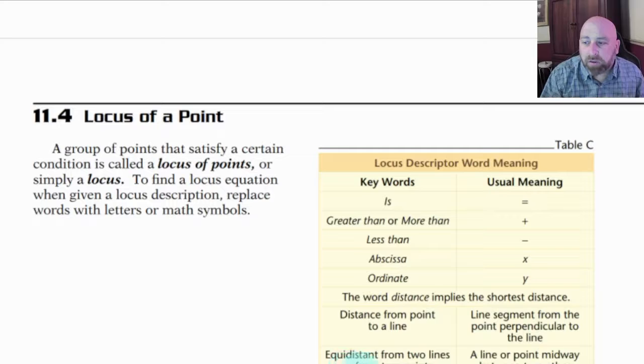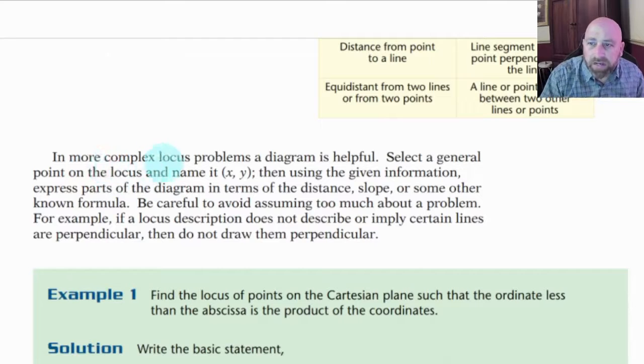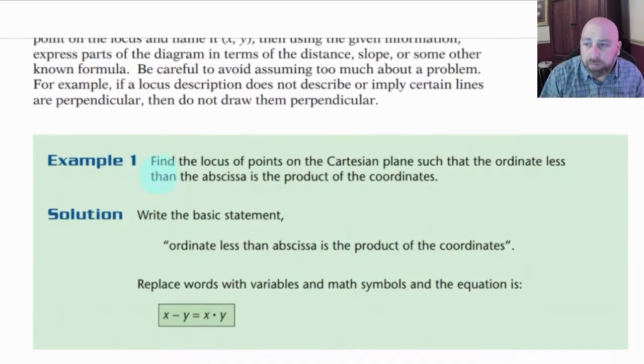Equidistant from two lines or from 2 points is always a line or a point midway between the two others. Again, it's the shortest distance between those 2 points. So you have 2 points here, and the shortest distance is the midpoint. Okay? All right. It says that in more complex locus problems, a diagram is helpful. The first step in geometry to me, and even coordinate geometry, is always to draw it. Just draw the graph, write it out, get it on a piece of paper. Even if it's not to scale, sometimes it's going to help you when you visualize it.